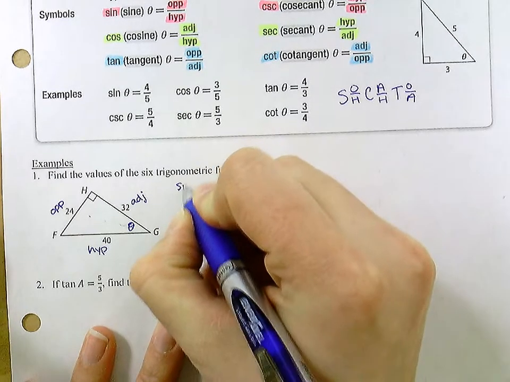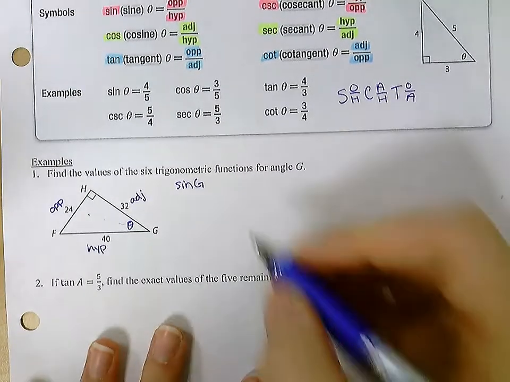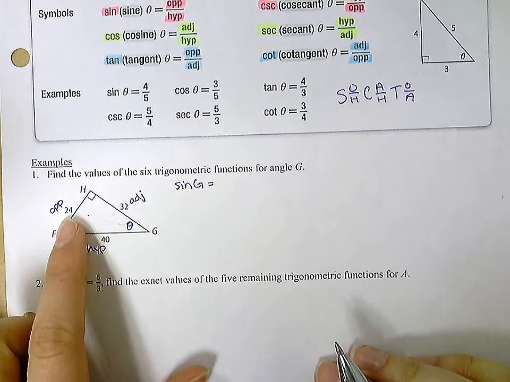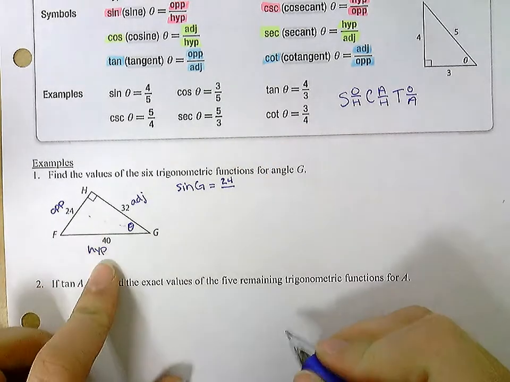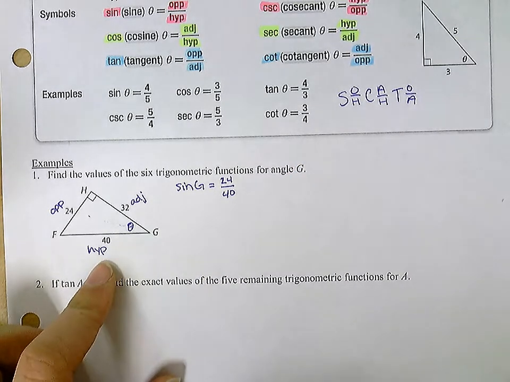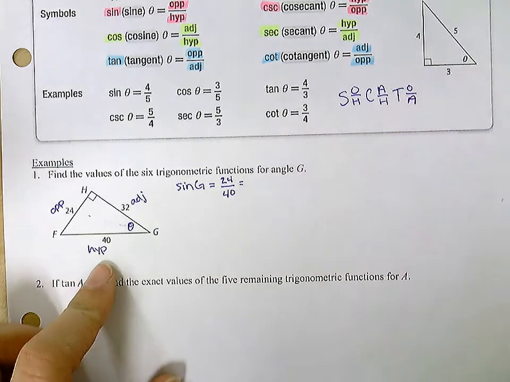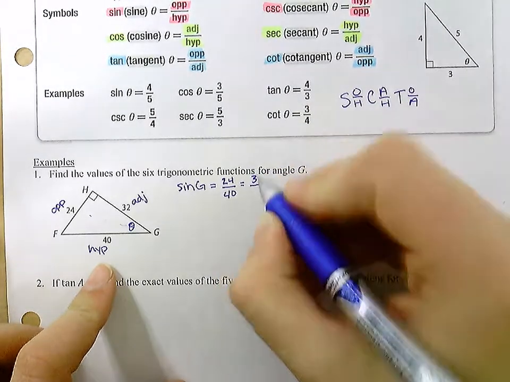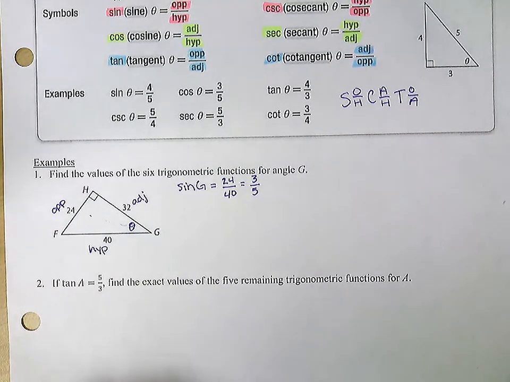So the first one would be sine of angle G. Sine is opposite over hypotenuse. So our opposite side is 24 over our hypotenuse, which is 40. Now we can reduce this fraction. Both of them divide by 8. So 24 divided by 8 is 3, 40 divided by 8 is 5. So that's sine of G.